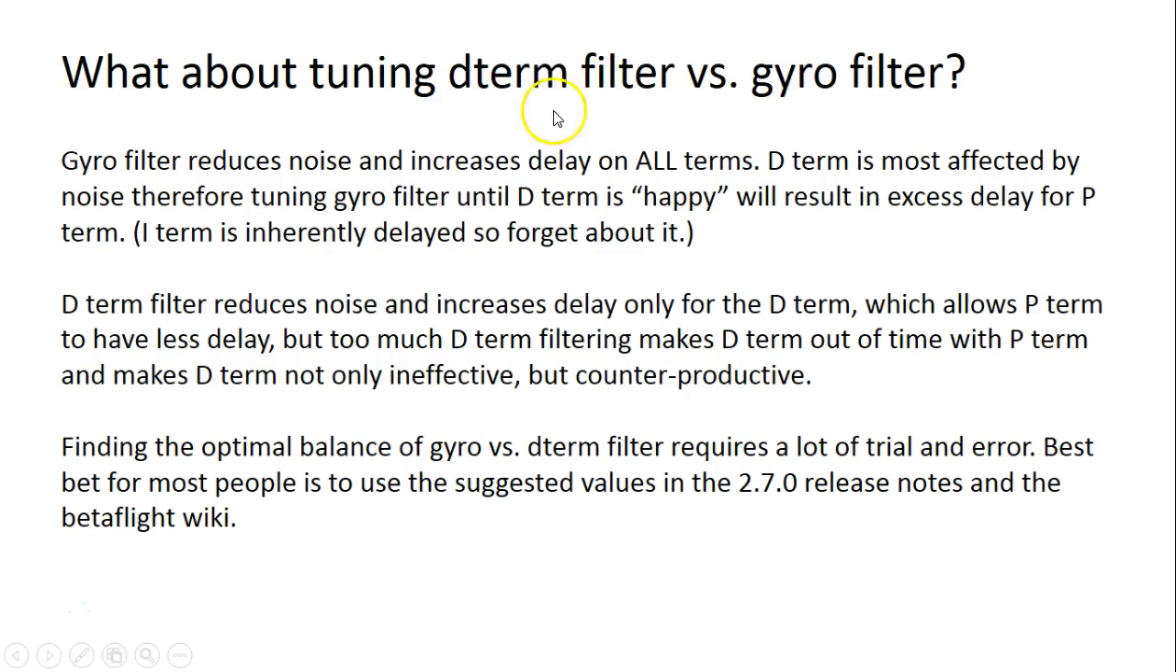What about tuning the D-term filter versus the gyro filter? The gyro filter reduces noise and increases delay on all terms. The D-term is most affected by noise, therefore tuning the gyro filter until the D-term is happy, not too much noise, not too hot motors, will result in excess delay for the P-term. The I-term is inherently delayed, so just forget about it, that's normal. In other words, if we tune the gyro filter until the D-term is happy, the P-term will be undertuned and will be excessively delayed. So we want to use the D-term filter.